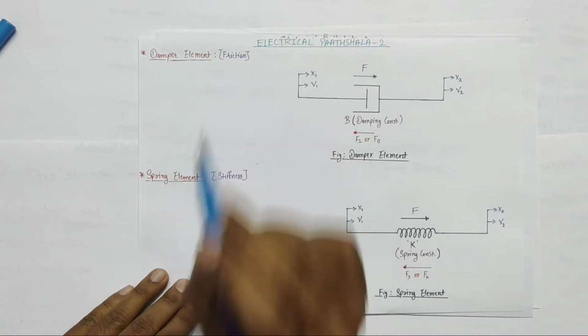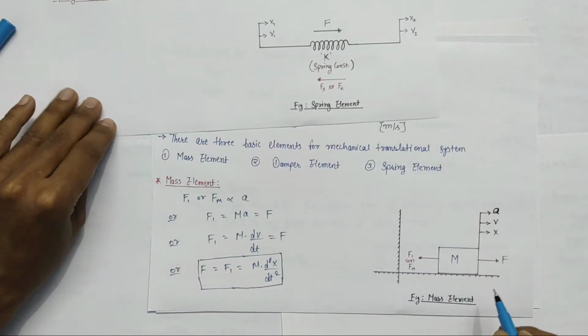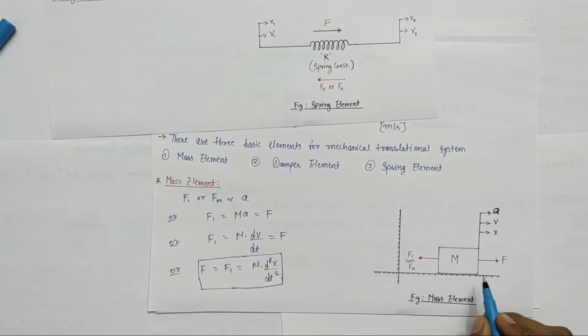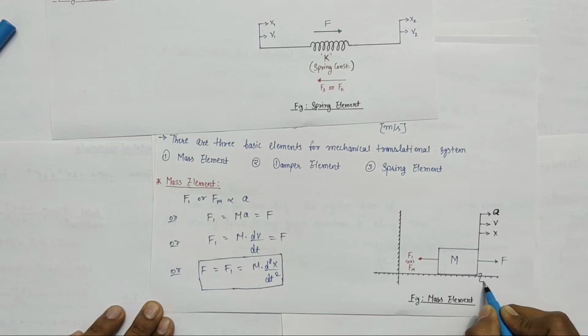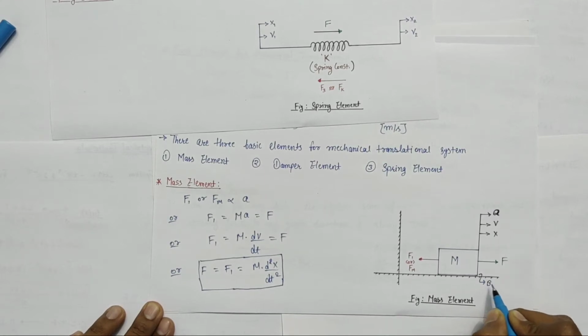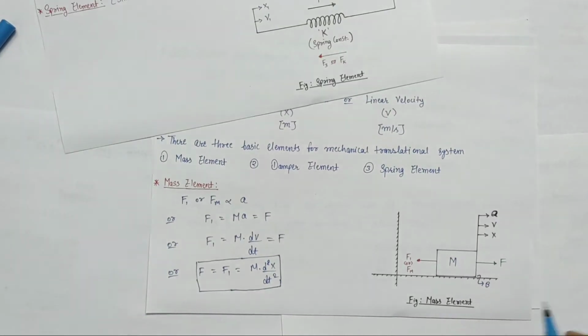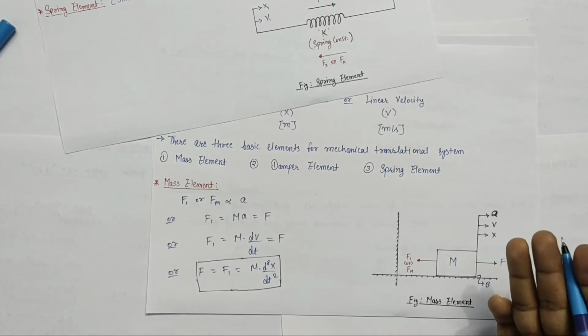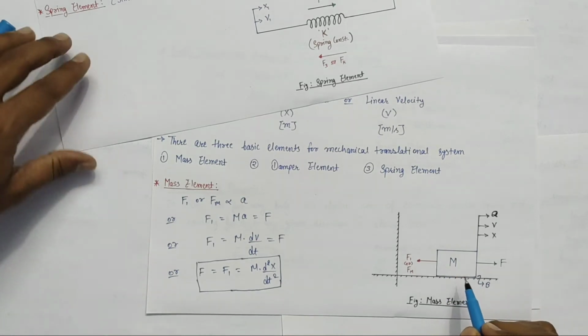So the next element is the damper element, which shows the friction. Here we assume that the damper element is 0, which means that we assume that there is no friction between the surface and this body. But in general, there is always some friction present between the surface and the body, which is shown by B. So when an external force is applied on the body, then due to the friction present between the surface and the body, there will be a resisting force which will oppose the motion of this body.